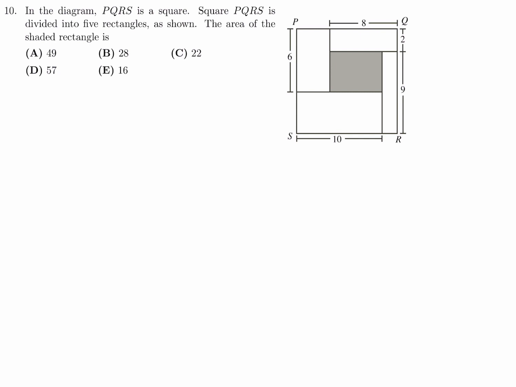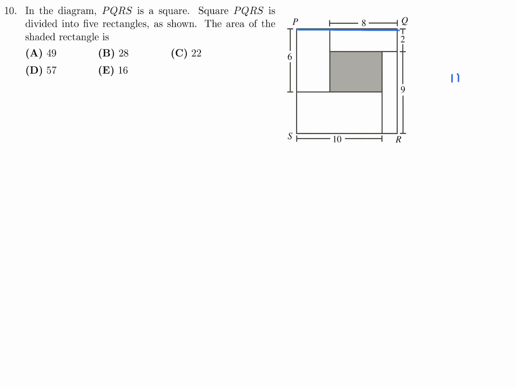In the diagram, PQRS is a square. Square PQRS is divided into 5 rectangles as shown. The area of the shaded rectangle is. All right, PQRS is a square, so that means all sides are the same. This side, they give you the full length, 2 and 9, so that means the full side is 11.